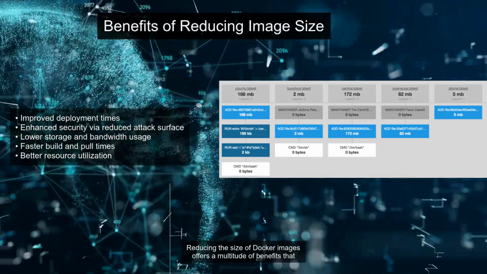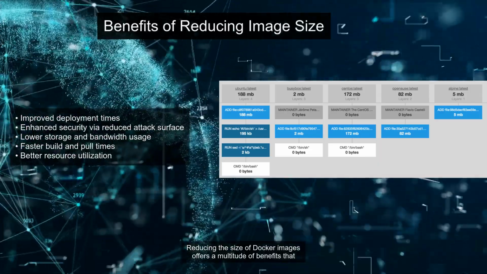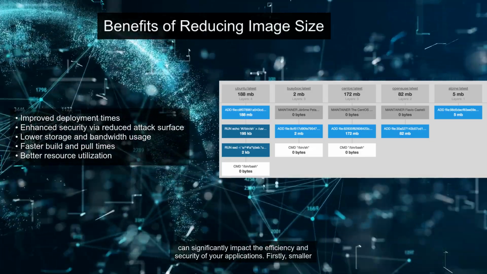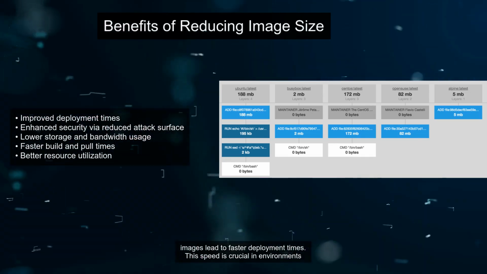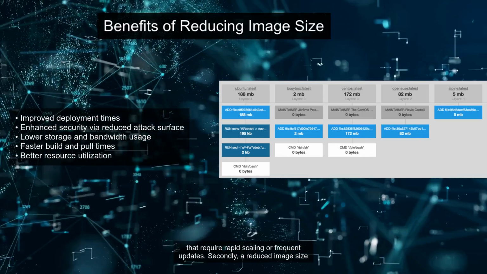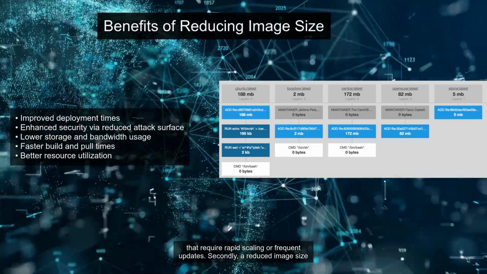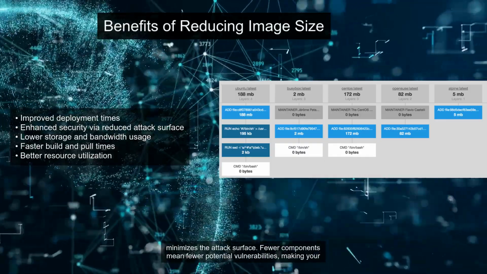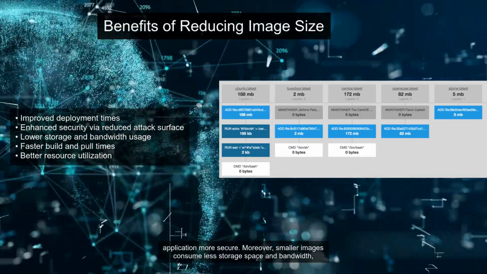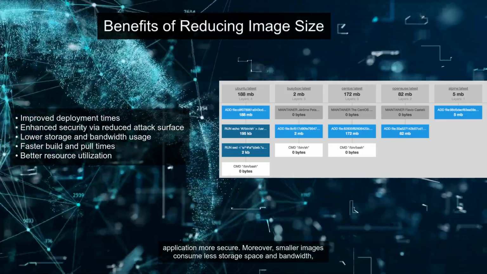Reducing the size of Docker images offers a multitude of benefits that can significantly impact the efficiency and security of your applications. Firstly, smaller images lead to faster deployment times. This speed is crucial in environments that require rapid scaling or frequent updates. Secondly, a reduced image size minimizes the attack surface. Fewer components mean fewer potential vulnerabilities, making your application more secure.